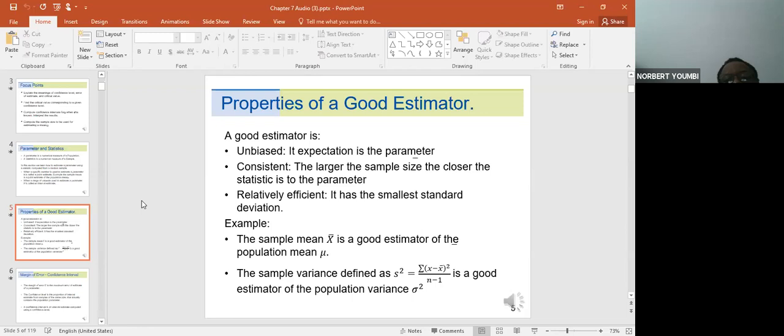Also, the sample variance, defined by the sum of (x minus x bar) squared over n minus 1, is a good estimator. I want to explain that the reason we divide by n minus 1 is in order to have its expectation be the variance. If we divided the total variation by n, we would not have an unbiased estimator of the variance. That is why we use this definition for the sample variance.